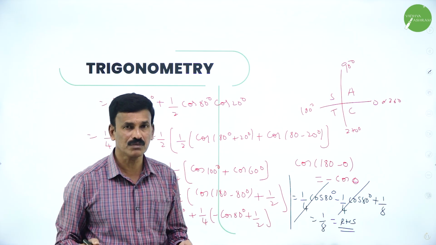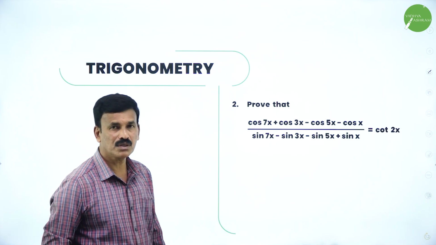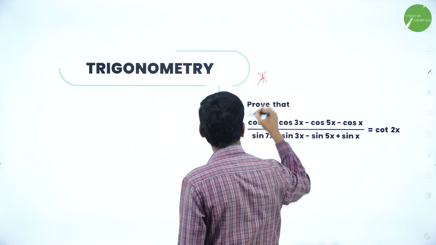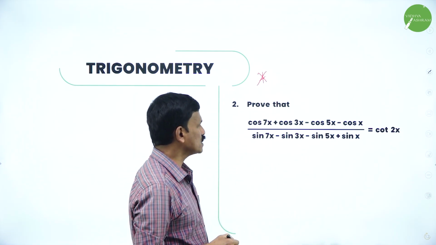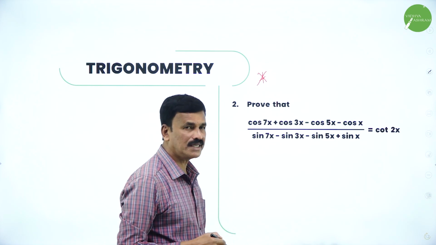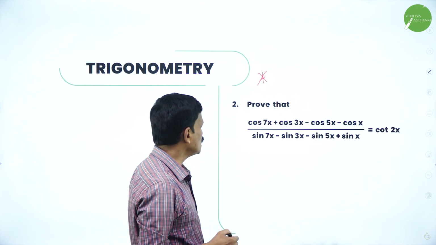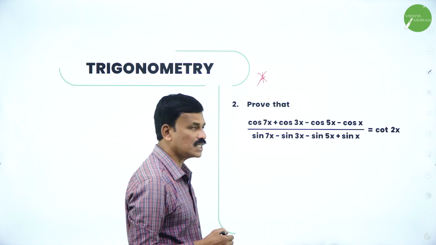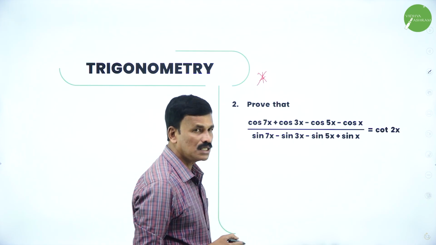Important problem for 5 marks. Now let us take one more 5 marks problem. Now, very important problem. Prove that cos 7x plus cos 3x minus cos 5x minus cos x divided by sin 7x minus sin 3x minus sin 5x plus sin x.